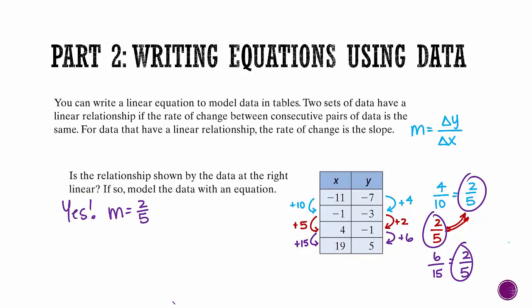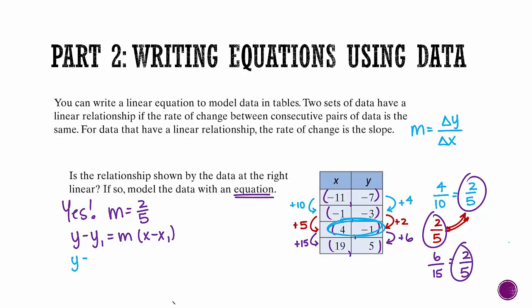And then if we want to model this with an equation, we have a slope, and all of these things here are just points. So we can plug these into point-slope form. y minus y1 equals m times x minus x1. And just like before, it doesn't matter what point you pick. So pick your favorite one. I'm going to pick 4 and negative 1.